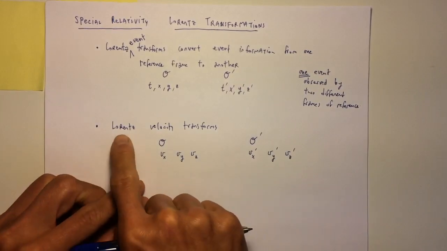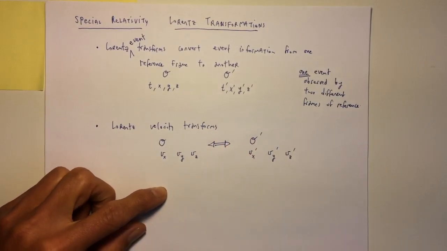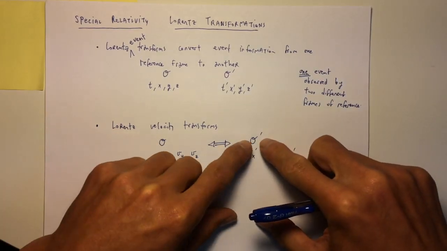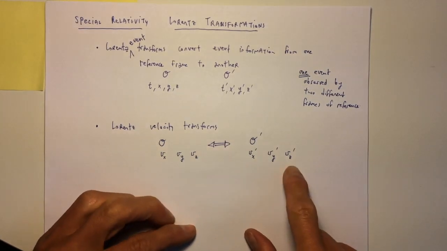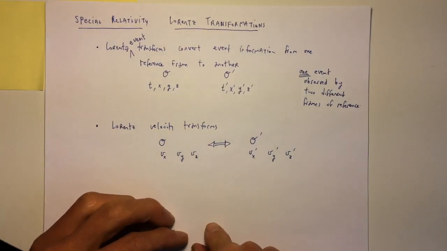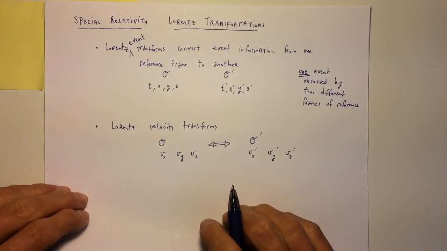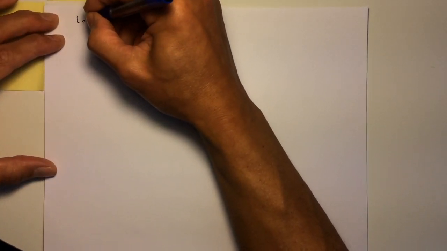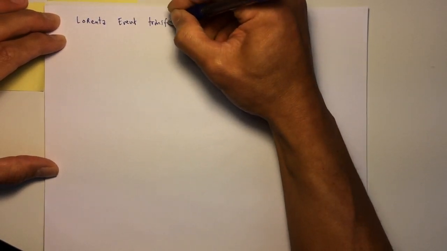And so Lorentz velocity transforms are going to tell us about the connection between what one observer will assign as a velocity and what a different observer will assign as a velocity to the very same object moving through space. Okay, so that's our goal. So let me, I'm going to move on to a new piece of paper, and so let's talk about Lorentz event transforms.